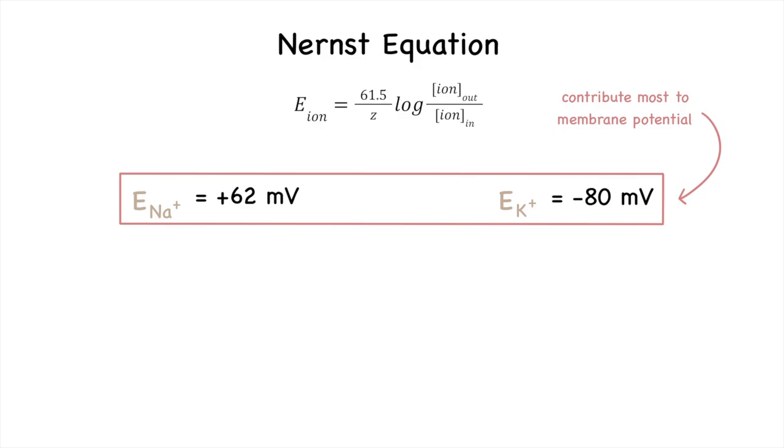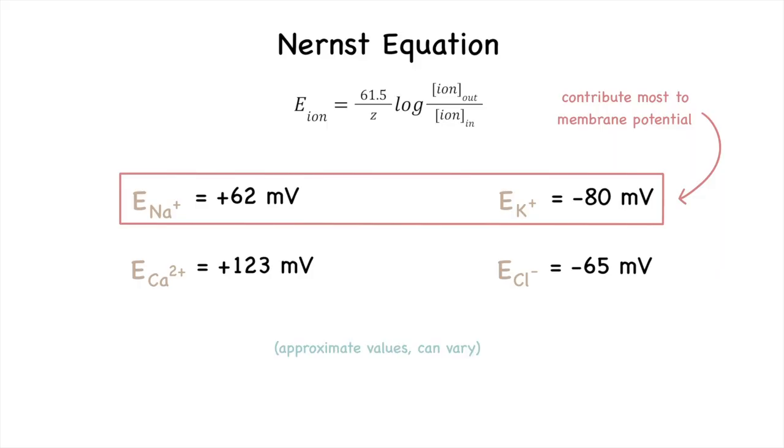There are other ions that contribute to the membrane potential of a neuron. These include the calcium ion, which has an equilibrium potential of +123 millivolts, and the chloride ion, which has an equilibrium potential of -65 millivolts. These are approximate values and can vary.